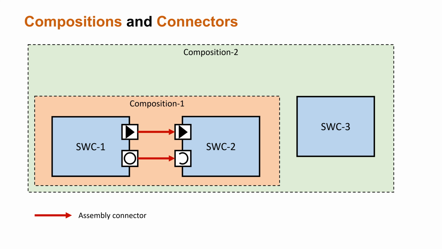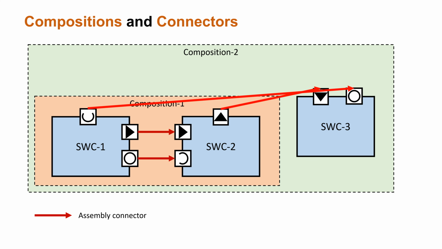Let's take the same example again. We have two ports in software component 3 to be connected to software component 1 and software component 2. Here we cannot make a direct assembly connection since both have different parent compositions. The rule for using an assembly connector is that the ports to be connected from software components should have the same parent composition. From this example, the parent of SWC1 and SWC2 is composition 1 and the parent of SWC3 is composition 2. So an assembly connector cannot be used here.